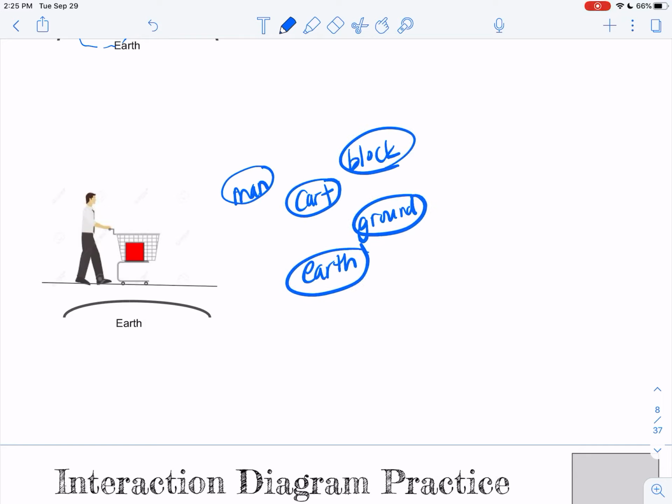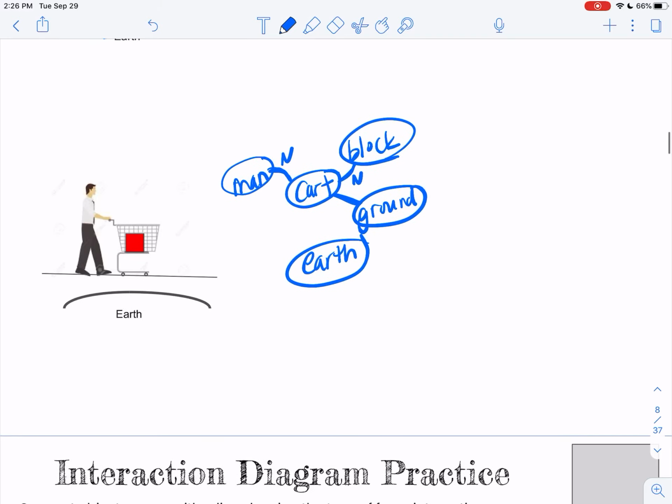All right. So let's see. So the man is pushing the cart, and he's pushing it, so that I'm going to call a normal. Okay, the cart and the block, right? The block is resting on the surface of the cart, so I'm going to call that a normal. All right, the man is not touching the block, okay, so he doesn't get one. The block is not touching the ground, so he doesn't get one, but the cart is touching the ground, okay? And I should have made the earth a little lower. And the man is touching the ground. Let's make earth down here so we have some space, okay? Right? And the man is touching the ground.